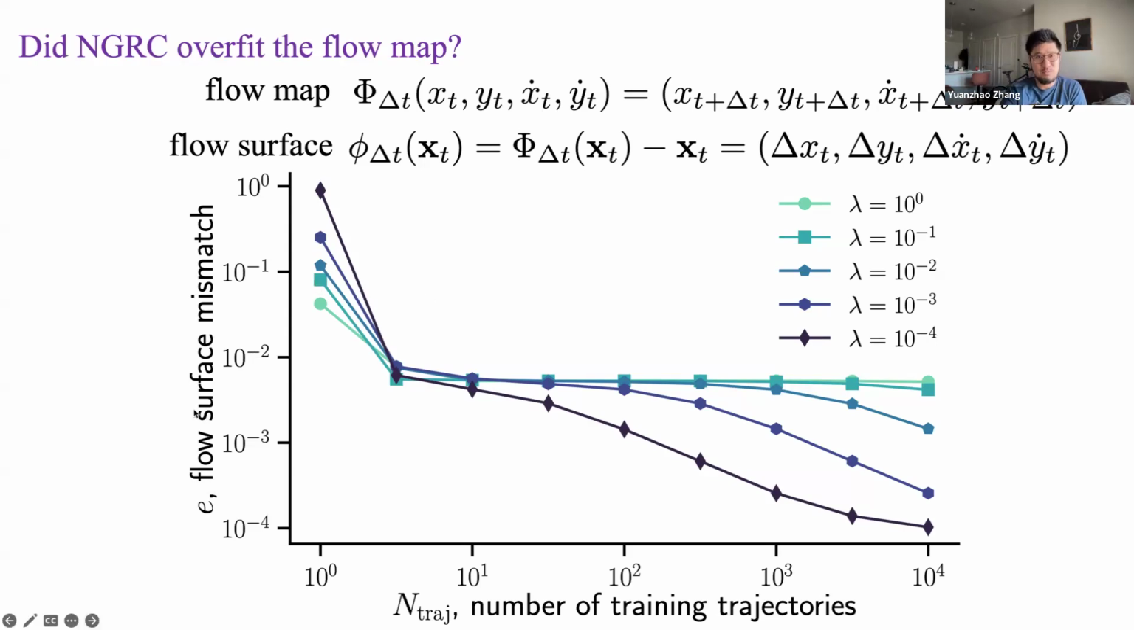So here we are just measuring the mismatch between the flow surface of the ground truth system and the flow surface discovered by NGRC. And as you can see, as we increase the number of training trajectories, or the amount of training data, there's no indication of overfitting whatsoever. The mismatch between the flow surfaces is always decreasing monotonically. So it seems that it is not the flow map that is the problem.